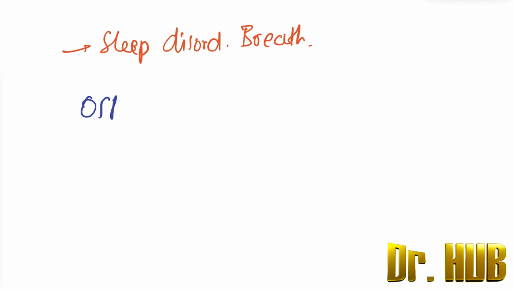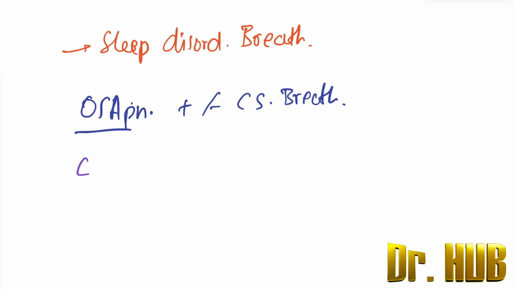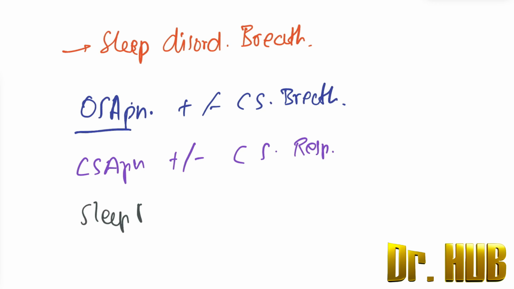So there is OSA. OSA stands for obstructive sleep apnea, and also Cheyne-Stokes breathing. So we are calling it CS breathing, the Cheyne-Stokes breathing or respiration. Next, we have the CSA. CSA stands for central sleep apnea, and this is plus or minus the Cheyne-Stokes breathing, Cheyne-Stokes respiration. Then comes the sleep related hypoventilation.